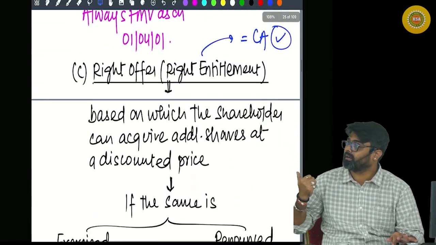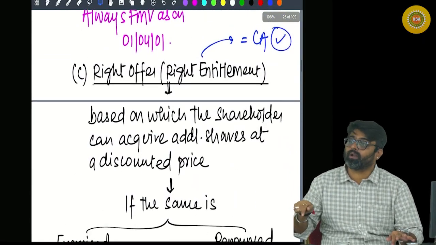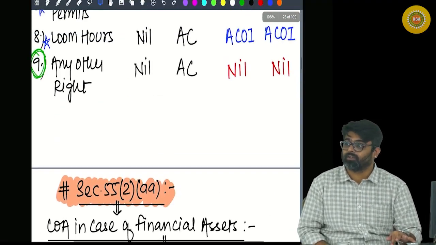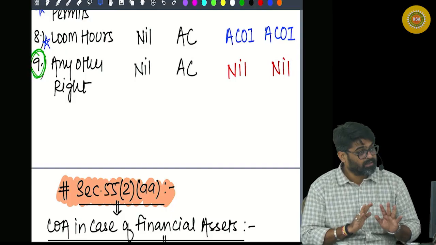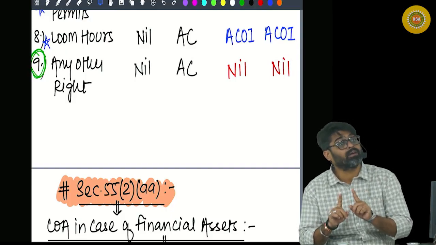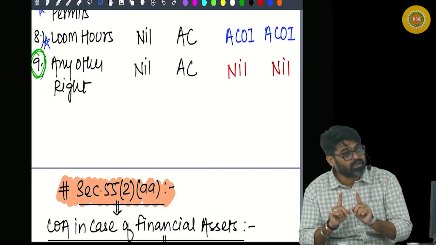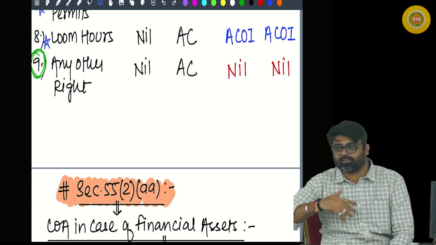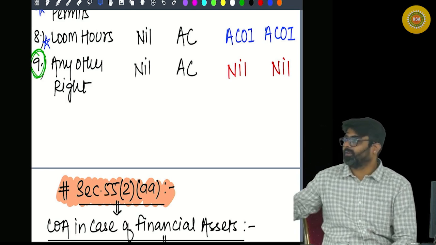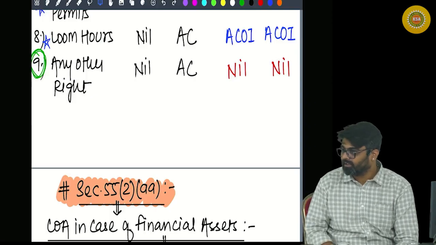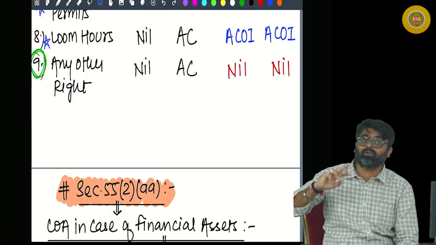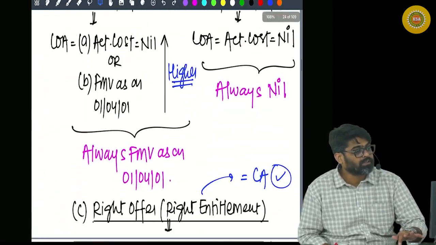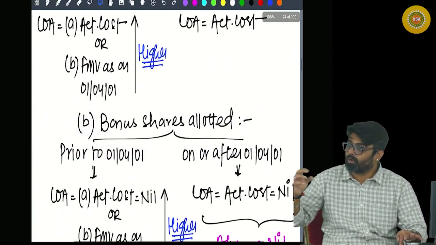And this right will come to you only if you are the shareholder holding the shares. So if you are a shareholder holding the shares, will you get the right to acquire the right shares? If you exercise that right, you will get the right shares. Will you only get the right or can you get some other thing also? You can get the bonus shares also. So let's cover the bonus shares also here.